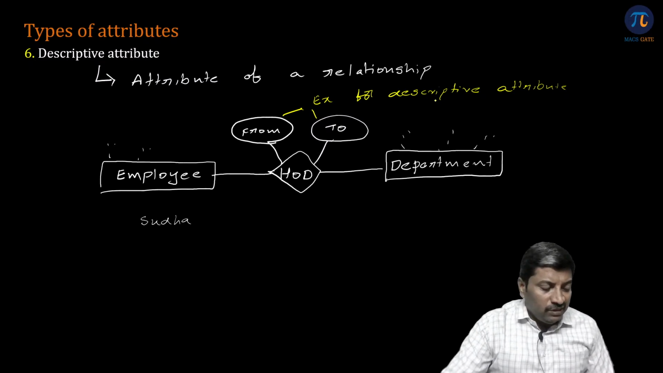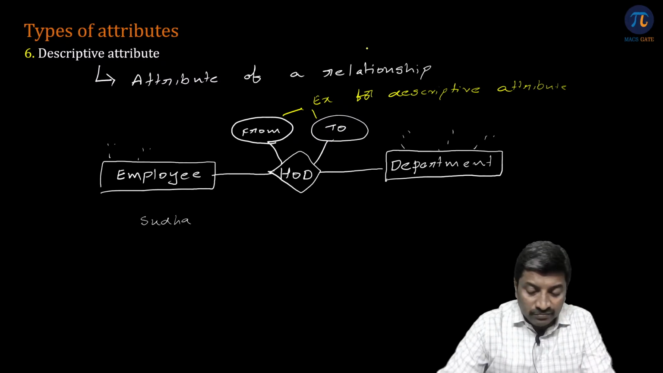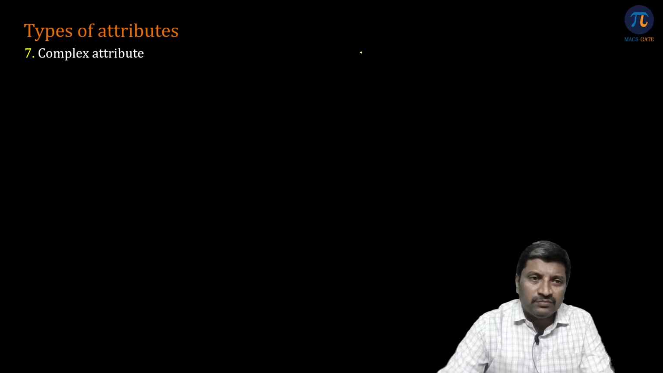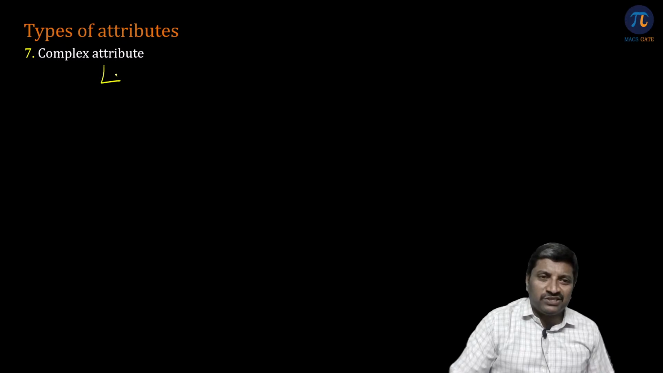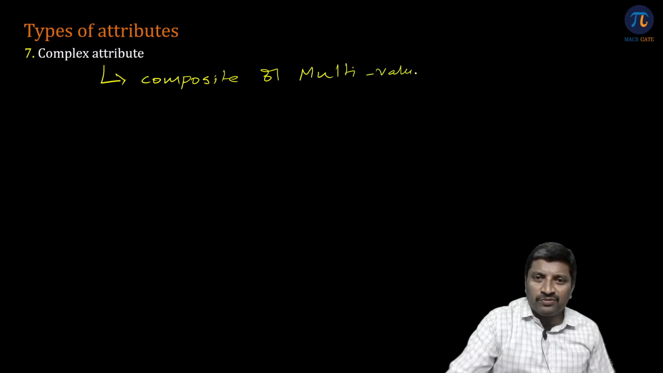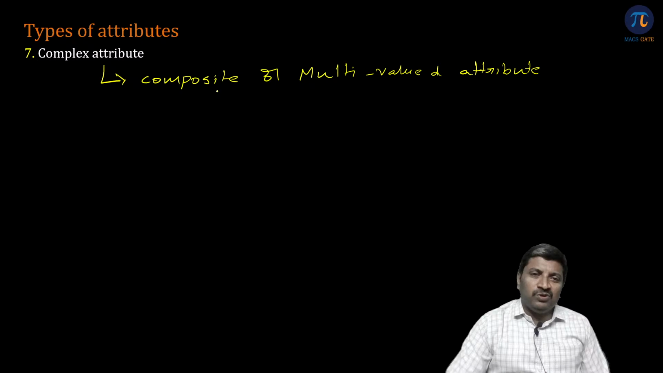These two are examples of descriptive attributes. Now let's go to the next one. Complex attribute. What is a complex attribute? This we already discussed, sir. Either it is a composite attribute or it is a multi-valued attribute. So that is about complex attribute.